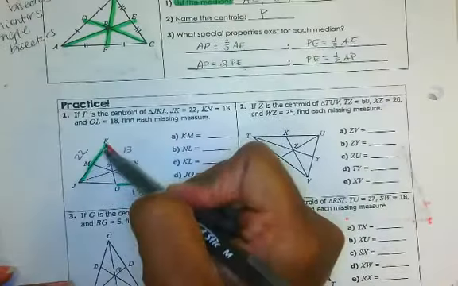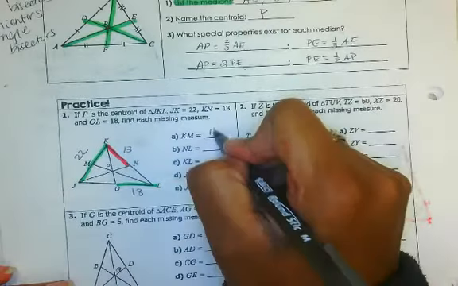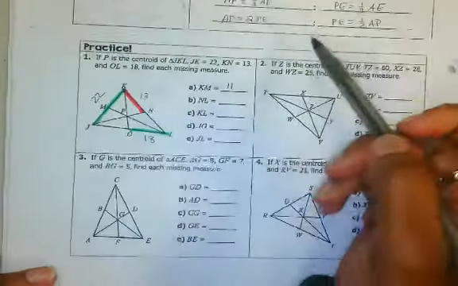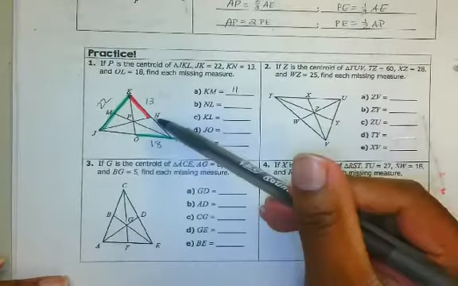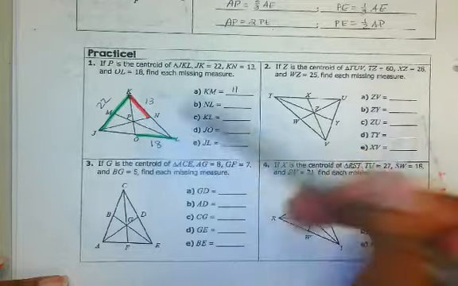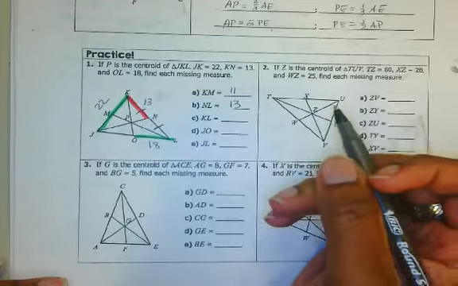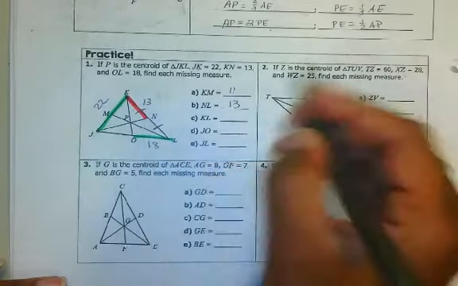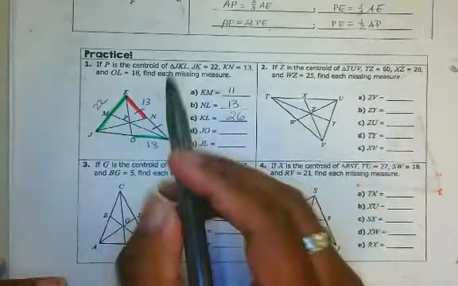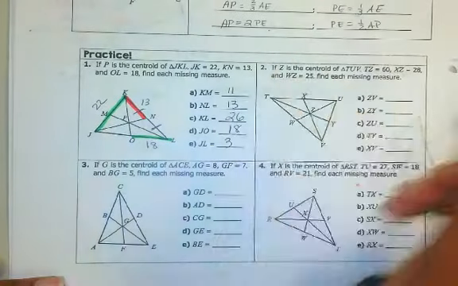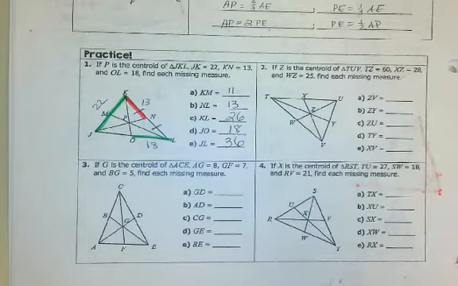So KM is going to be half of the whole thing, so 11, because by the property up here, right, it splits our sides in half. That's what the median does. Okay? NL, okay, well, if this is 13, these are congruent, so NL is 13. Okay. KL, the whole thing is 26. JO is 18. JL is 36.